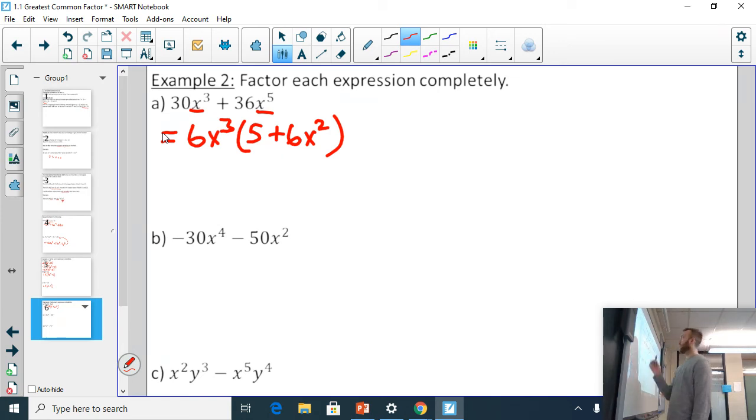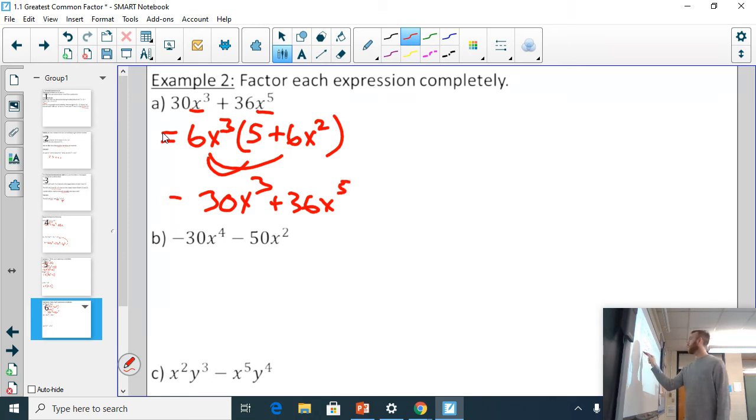And again, it might be shaky at first, but just think about multiplying it back out, right? 6x cubed times 5 is going to give us 6 times 5 is 30, x cubed just hangs out front. And then 6x cubed times 6x squared, 6 times 6 is 36. X to the third times x squared is x to the fifth. And so we see that we'll get the same thing. And so that's checking our answer to make sure it is correct. But our answer is this, right?